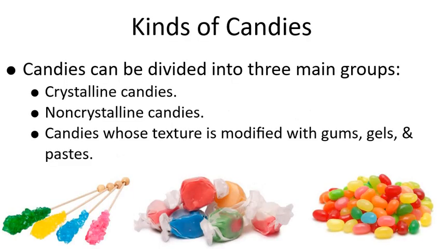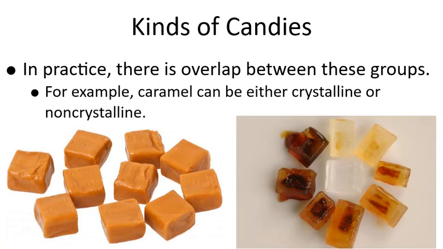We'll discuss all the different ways we can incorporate the sweet sugar and perhaps some other ingredients into tasty candies. Let's get started. Candies can be divided into three main groups: crystalline candies, non-crystalline candies, and candies whose texture is modified with gums, gels, and pastes. In practice, however, there is overlap between these groups.